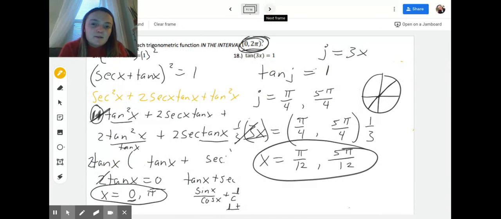What I did is I immediately replaced 3x with j. So I said tangent of j is equal to 1. When does tangent equal 1? Well, tangent equals 1 two places. It equals 1 here, and it equals 1 here. And so what I can say is that the angle is going to be pi over 4, and it's going to be 5 pi over 4.